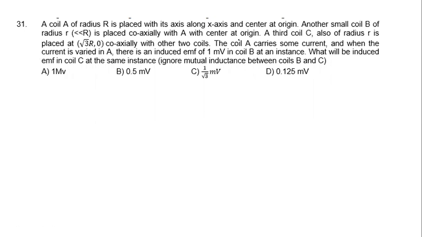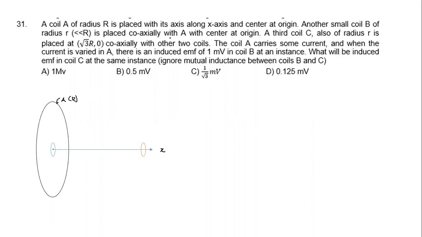Let's look at this question here. So first, let's try and visualize. There are three coils involved here. We'll place coil A at the origin. So we'll draw this coordinate system. This is the x-axis, and let this be the origin here. This is coil A, which has a radius of capital R.